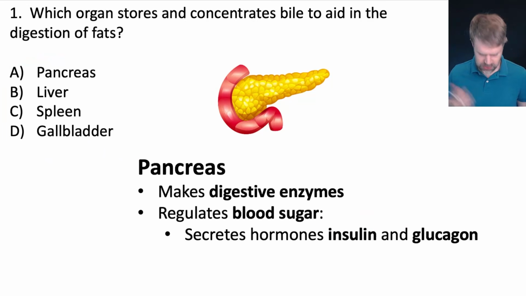Number 1, pancreas. What does the pancreas do? This is the kind of stuff you want to have memorized. It makes digestive enzymes and it regulates blood sugar by secreting the hormones insulin and glucagon. Super important. Now, is this concentrating bile to aid in the digestion of fats? No, we can probably safely skip this one.